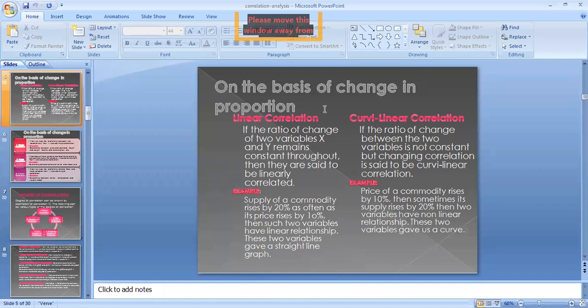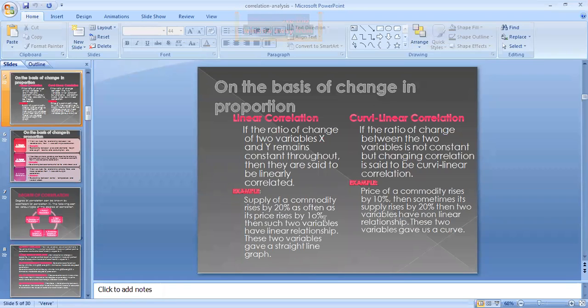On the basis of change of proportion, there is linear correlation and the other is curvilinear correlation. If we join all the points of the two variables and get a joining line, and if the line is linear, a straight line, then it is linear correlation. If it is not constant but a changing correlation, it is said to be curvilinear. If the ratio of change between two variables does not change, it will be linear. If the ratio changes, then curvilinear.